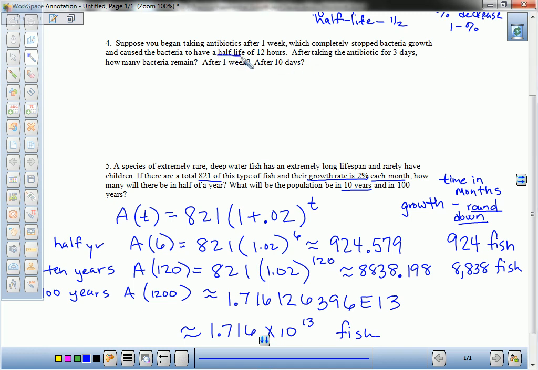Okay, so this is half-life. So with half-life, we have to take the original amount times 1/2. This is half-life, so times 1/2. Now this is in hours. So we have to take the number of hours and divide by 12 because we get half every 12 hours.